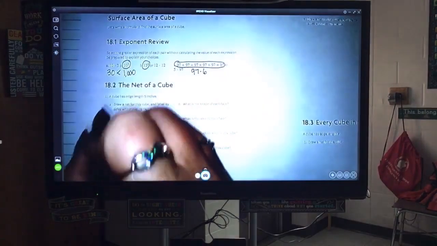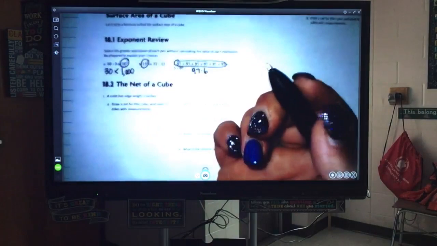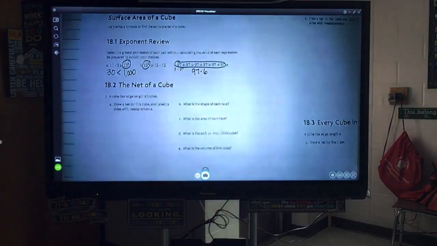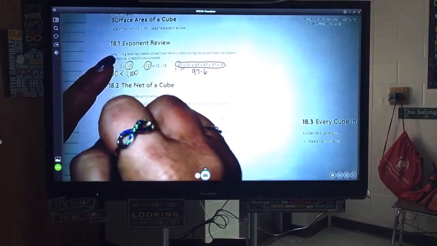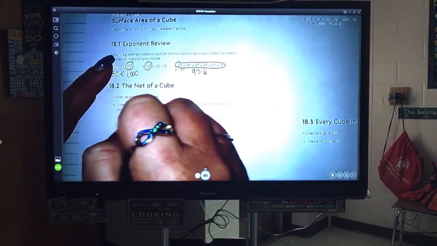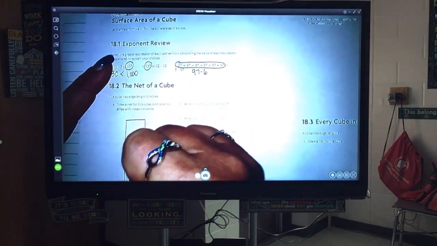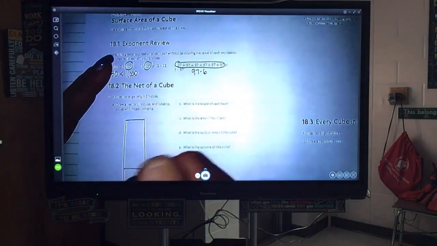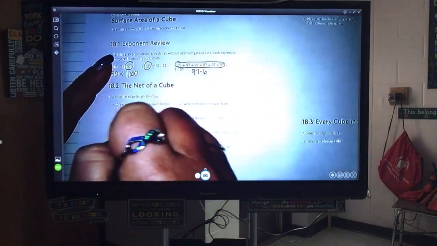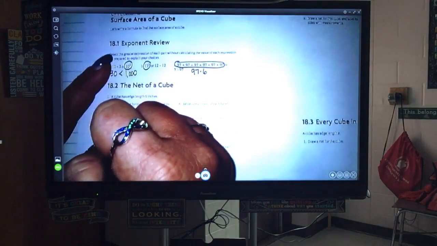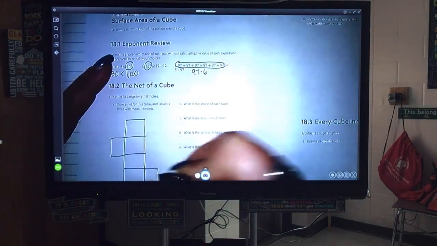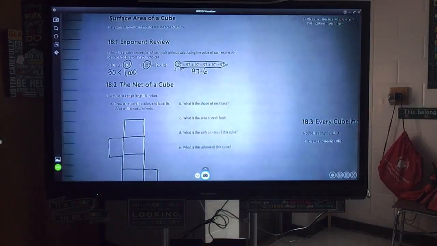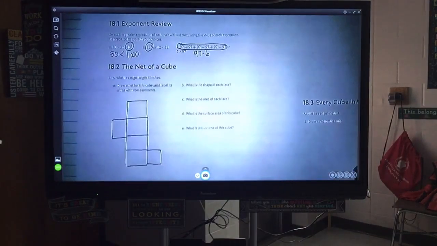Alright, so it says, a cube has an edge length of 5 inches. So the very first thing you're doing is drawing a net of a cube. It does not matter which one, because there are so many of them. You can only draw this one time though. And don't judge my drawing because it's fabulous. Alright, so there's my net of my cube.